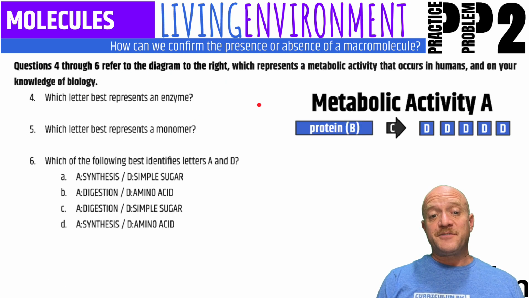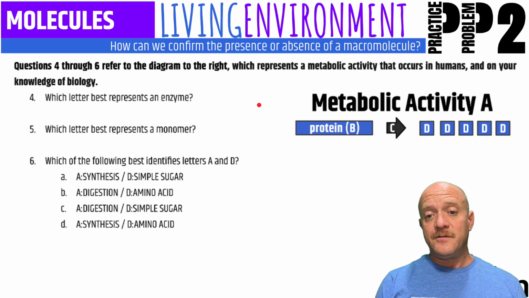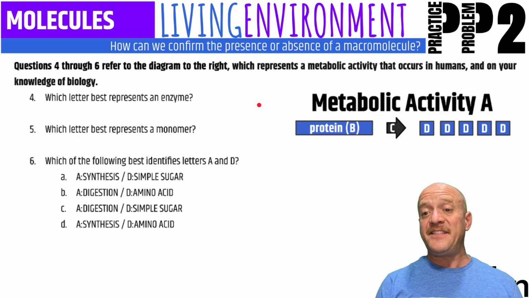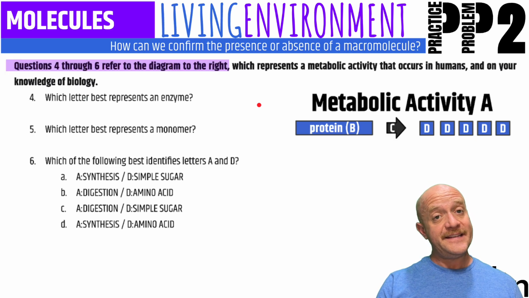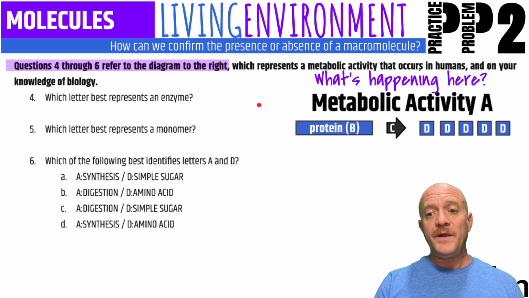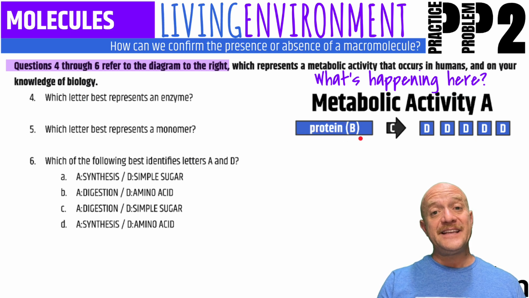Questions 4 through 6 refer to the diagrams to the right, which represents a metabolic activity that occurs in humans, and on your knowledge of biology. This is again a stimulus question, so we need to figure out what is happening here. Let's use the keyword strategy to identify the components. Fortunately for you, letter B is a protein.